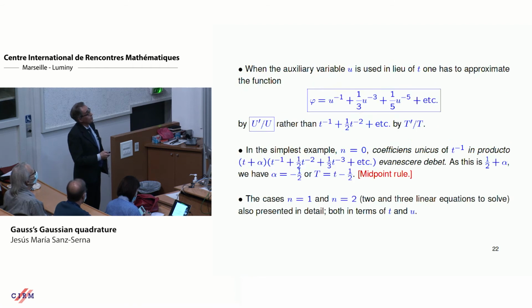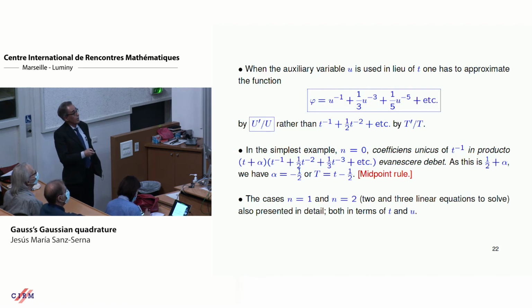And then once he's solved this problem, he repeats everything, but in terms of the variable u that ranges from -1 to 1. Then it's a matter of approximating this meromorphic function at infinity by a quotient u prime equals u. Then he works out many examples.